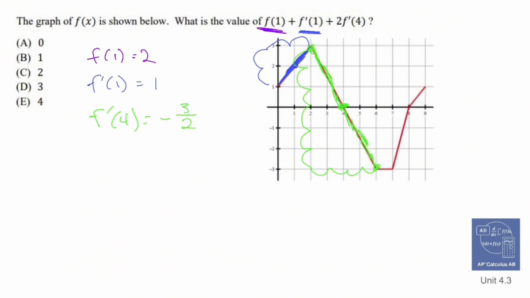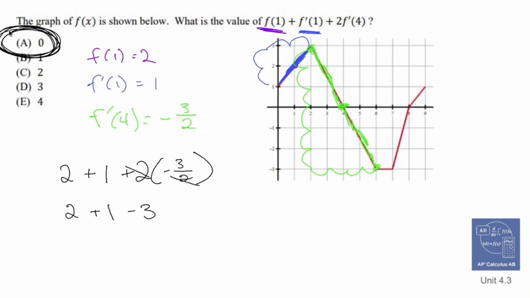So when I put this all together, I want 2 plus 1 plus 2 times negative 3 over 2. 2 plus 1, these guys cancel out, minus 3. It's going to be a big fat 0. So a very bizarre problem, but again, the point of it is to make sure you understand what derivatives look like on a graph, and can you also do some regular PEMDAS while you're at it? And we can.